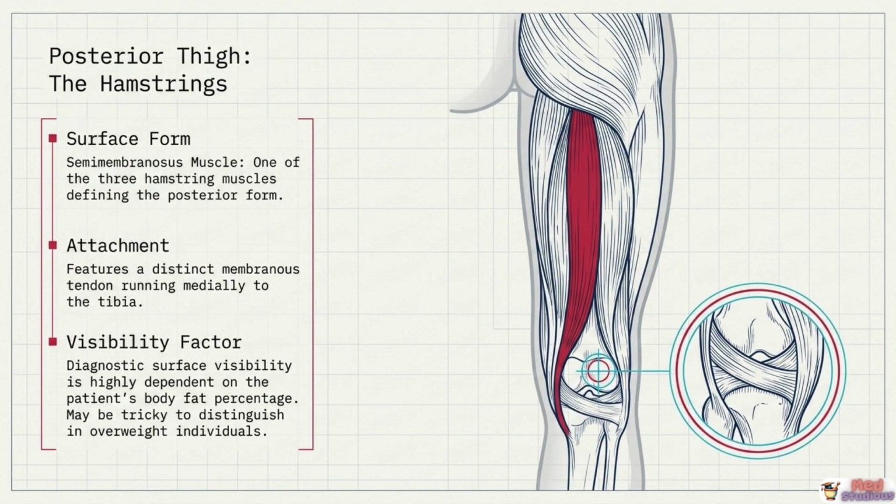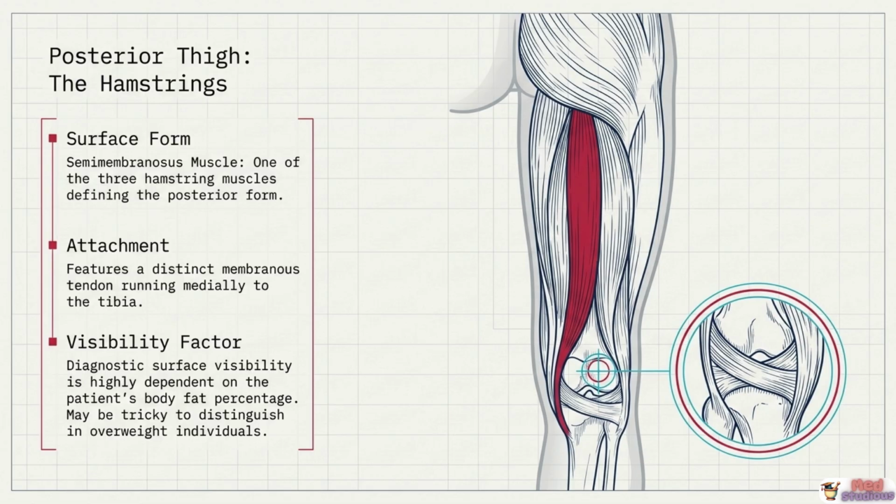We now rotate to the posterior surface of the thigh, the surface form of the back of the upper leg, which is defined by the hamstring muscle group. Three muscles create the posterior thigh form: the biceps femoris laterally, the semitendinosus medially with its long, round, cord-like tendon, and the semimembranosus, highlighted on this slide, which runs along the deep medial aspect of the posterior thigh with a distinct membranous tendon inserting on the posterior aspect of the medial tibial condyle.